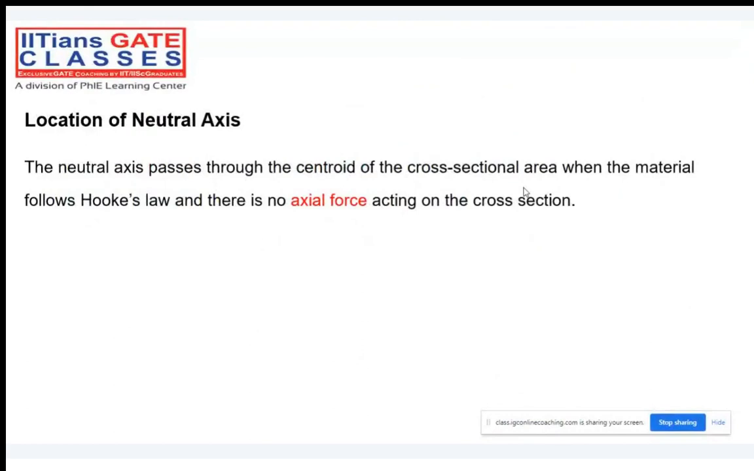Now we will see the location of the neutral axis, exactly where the neutral axis will be lying. The location of neutral axis. Note down the topic. The neutral axis will pass through the centroid of the cross-sectional area when the material follows Hooke's law and there is no axial force, right? Note down this statement.